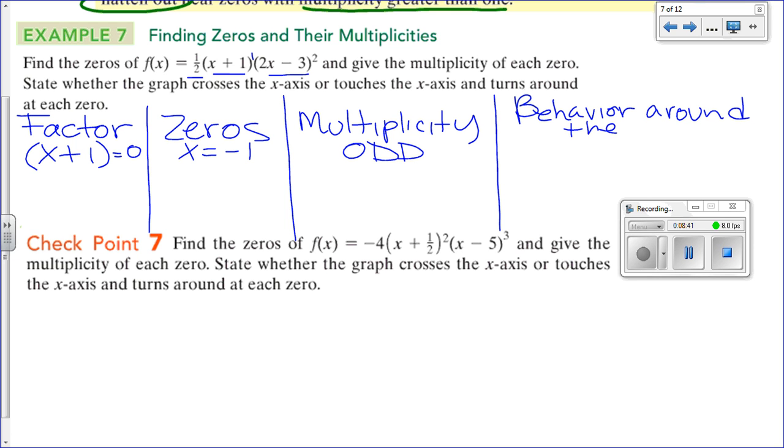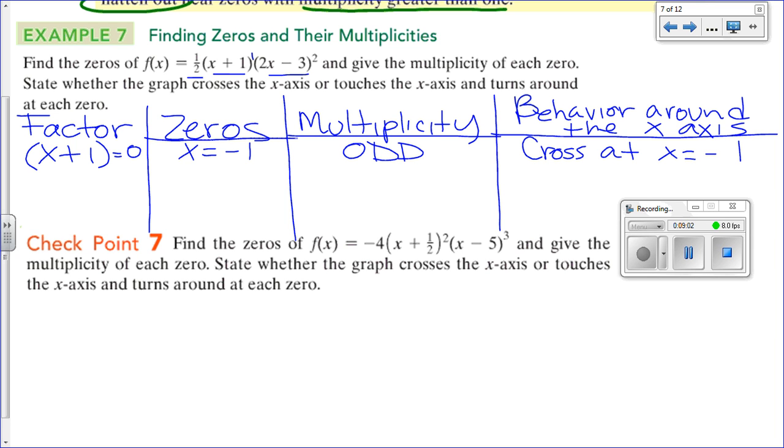So then for the behavior around the x-axis, you can look at your notes. Is it going to cross or turn and touch around? It's going to cross. So it's going to cross the x-axis at x is equal to -1. Something like this. So -1 is here. So the graph, let me see.